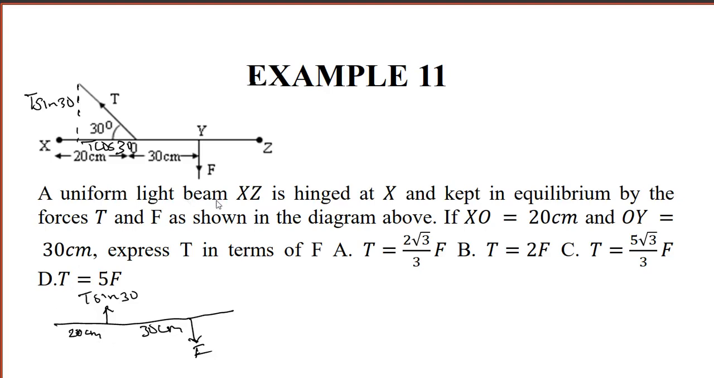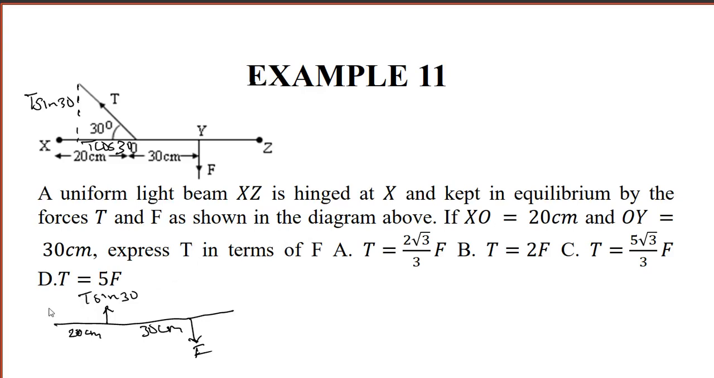A uniform light beam XZ is hinged at S, and kept in equilibrium by the forces T and F as shown in the diagram above. If SO is 20 centimeters, OY is 10 centimeters, express T in terms of F. We do not know F.